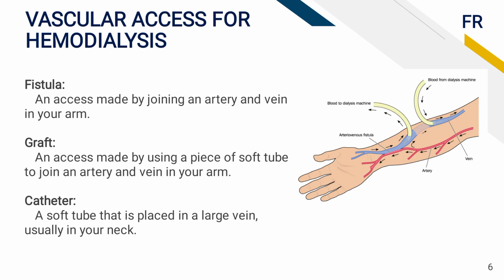But in a graft, the artery and the vein in your arm, from where the blood is taken and where the blood is returned into your body, are connected through a soft tissue tube. And the catheter device is one where the vein is fitted with a tube in your neck.